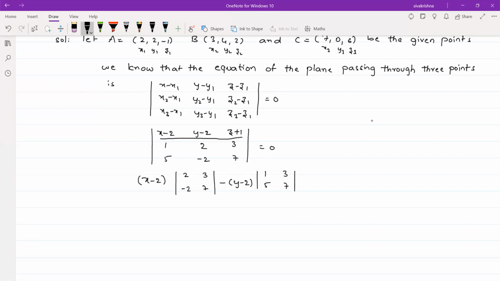And finally, if you come to z plus 1, we have to write plus z plus 1 into, once again we have to close the corresponding row and the corresponding column of z plus 1, so that we get the determinant of 1, 2, 5, minus 2, is equal to 0. This is the determinant expansion. So I have expanded the determinant along first row. Once again, if you start with x minus 2, we close the corresponding row and the corresponding column of x minus 2, so that we get 4 elements, 2, 3, minus 2 and 7.